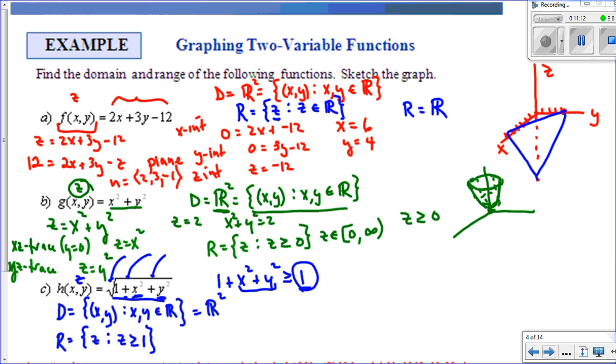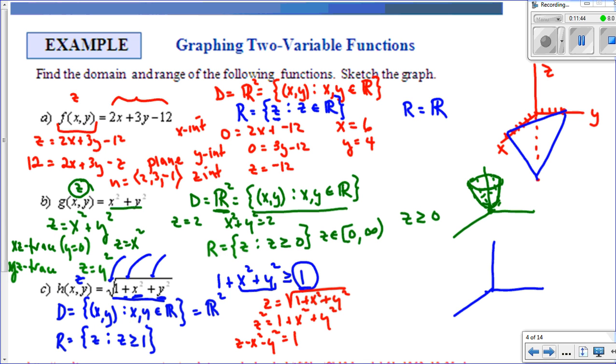So let's see if we can figure out what the graph of this looks like. The domain's all real numbers. And now let's look at the equation, z equals the square root of 1 plus x squared plus y squared, and see if this helps us to see the graph a little better. Square both sides. z squared equals 1 plus x squared plus y squared. That is z squared minus x squared minus y squared equal to 1. Now notice if x is 0, we would have a hyperbola. Wait, I didn't put the z squared here.